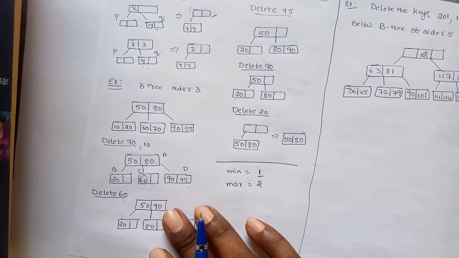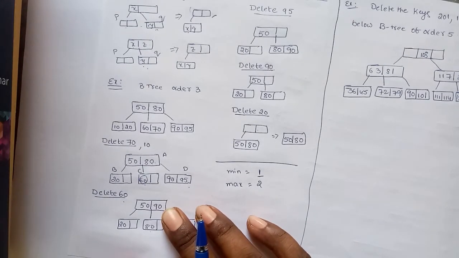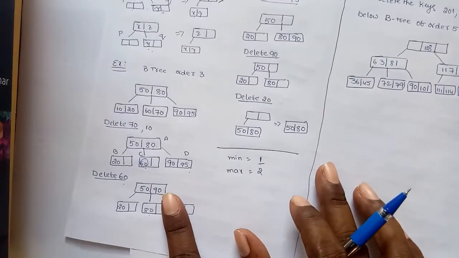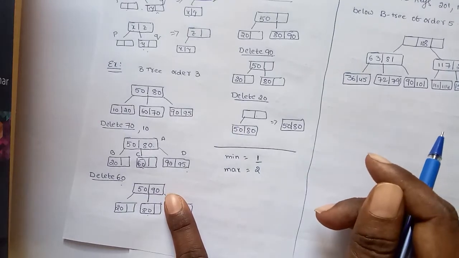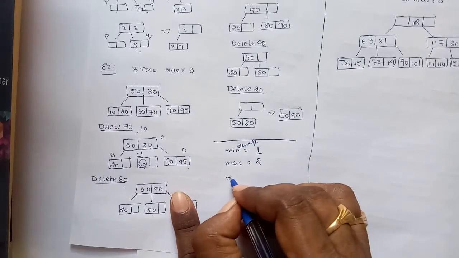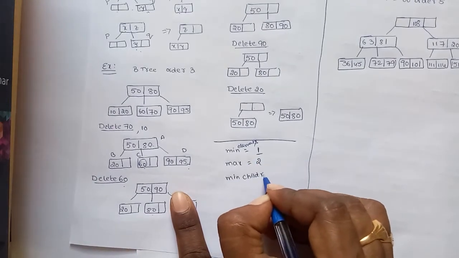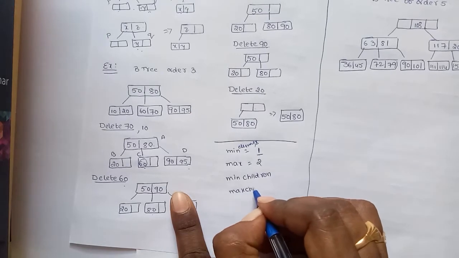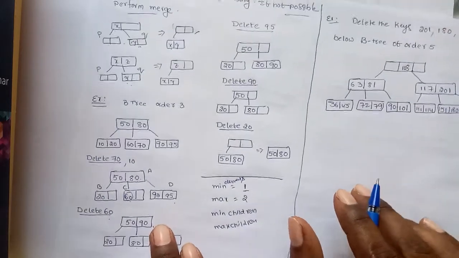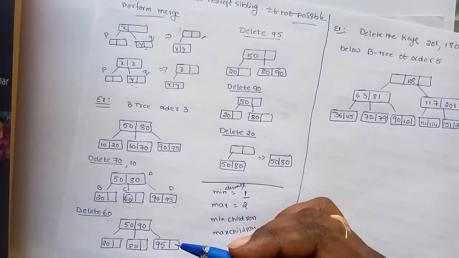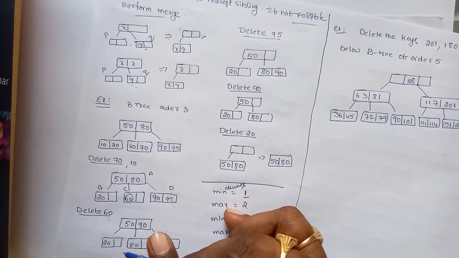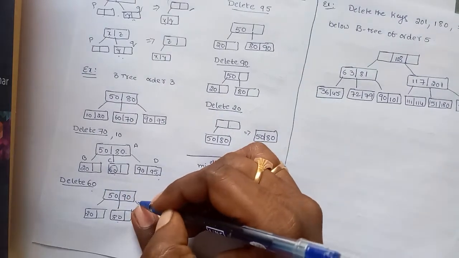Deleting 95 means simply we are deleting this node. Okay, so we are assuming that if we are deleting this node, no problem. But remember, these are the minimum elements. At the same time, we have to check the minimum children and the maximum children also. If you are deleting 95, it contains 50, 90, 20, 80. Then what about this right child?